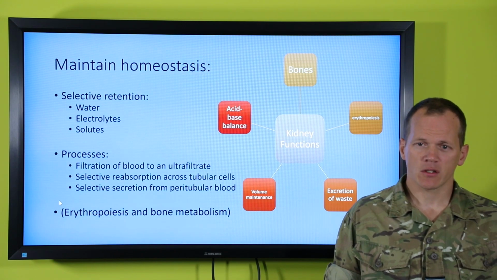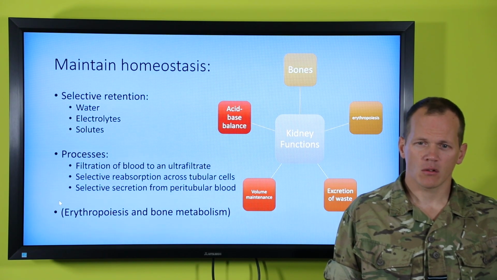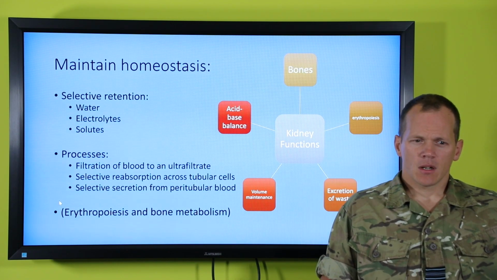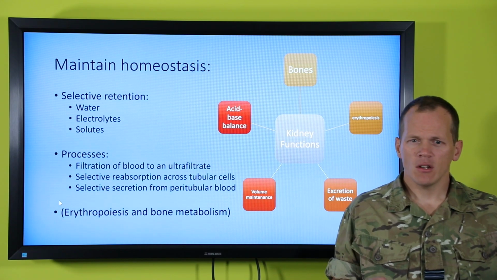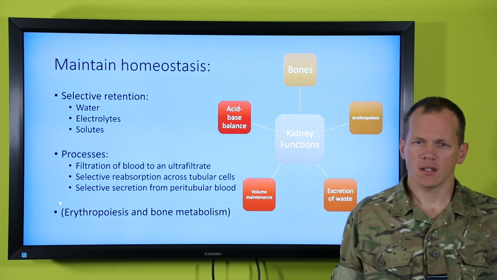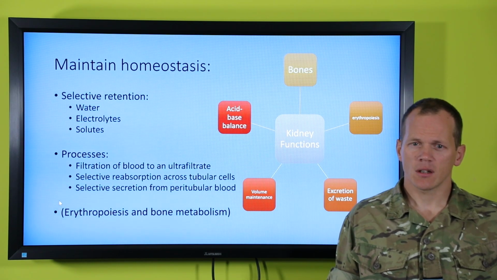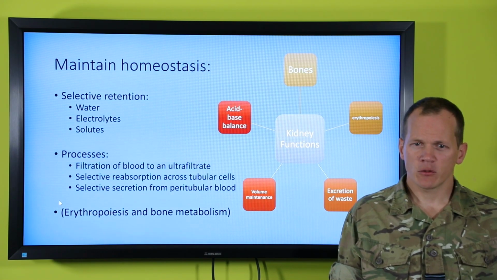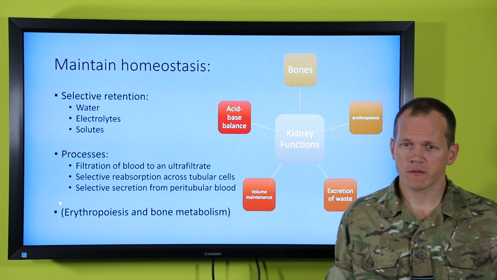to maintain intravascular volume, and your inability to excrete waste, which really those three things together are the manifestations of severe AKI. So in order to achieve this, there's a number of processes which your kidney does. It can selectively maintain water, electrolytes and solutes, and in order to do this it can do it by filtration of blood, selective reabsorption of certain components of that filtrate.